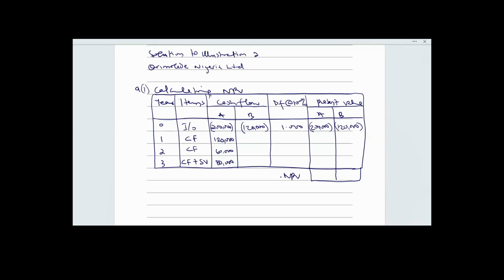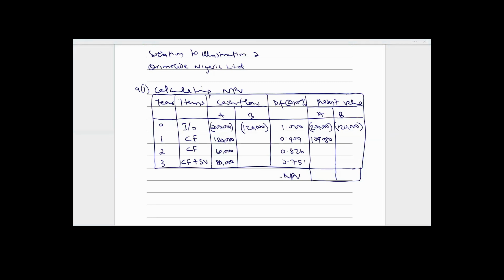Discount factor at year 1, 10% is 0.909, 0.826, 0.751. So we need to multiply to get the present value. Therefore, 120,000 multiplied by 0.909 equal 109,080. 109,080.